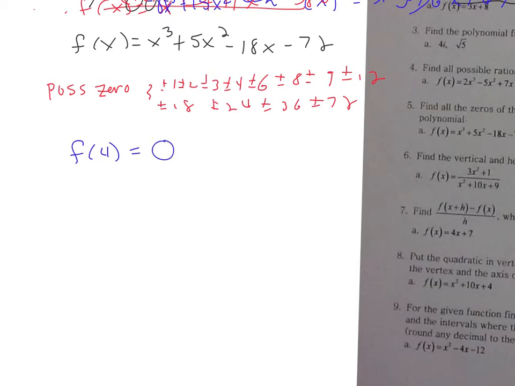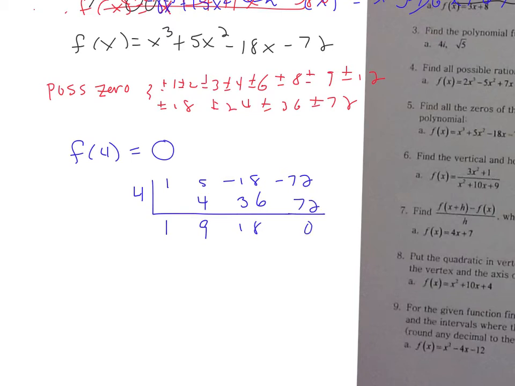Now I'm going to do long division with 4. Not long division, sorry, I'm going to do synthetic division. So I have 4 is a 0. My coefficients are 1, 5, negative 18, negative 72. All right, so I bring down the 1, so I get 4, 9, 36, 18, and then 4 times 18 is 72, and I get 0. So I know one of my factors is x minus 4. Another factor is going to be x squared plus 9x plus 18.